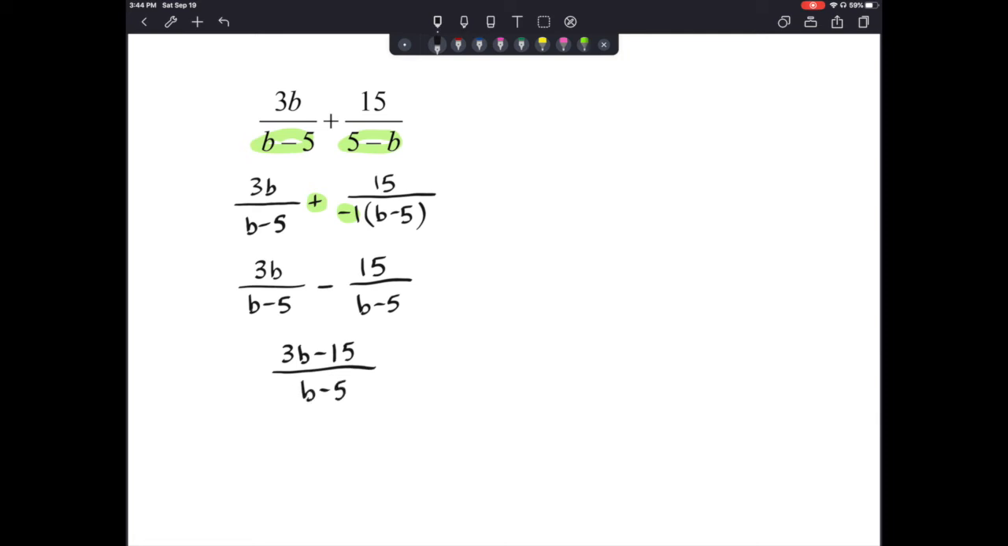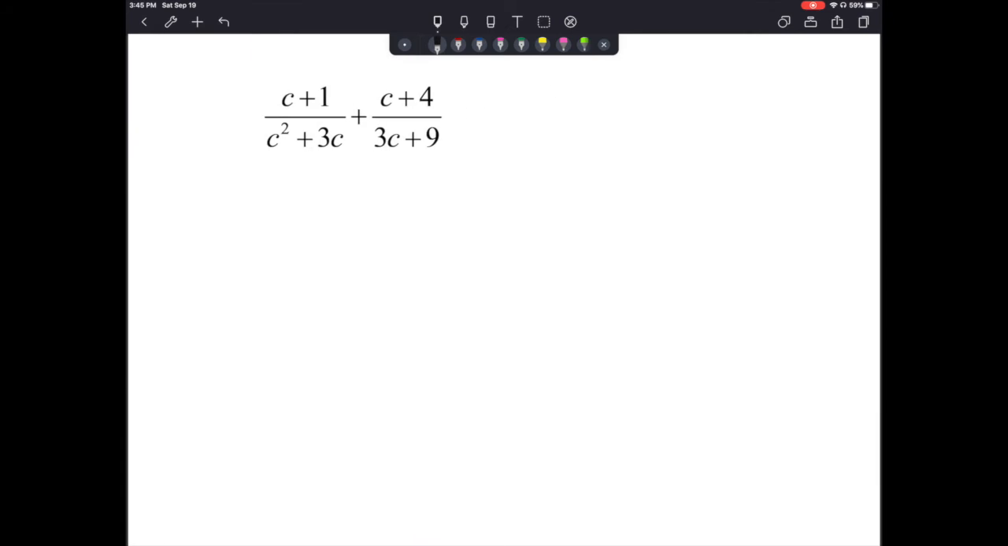And just like I asked you in the previous problem, does the numerator factor? In this case it does. We factor out the greatest common factor 3, and we have b minus 5 left over. That's the reason we want to factor it before the end, because now you'll see that we can factor out that common factor, and our answer we're left with is just 3. Okay, let's move on.